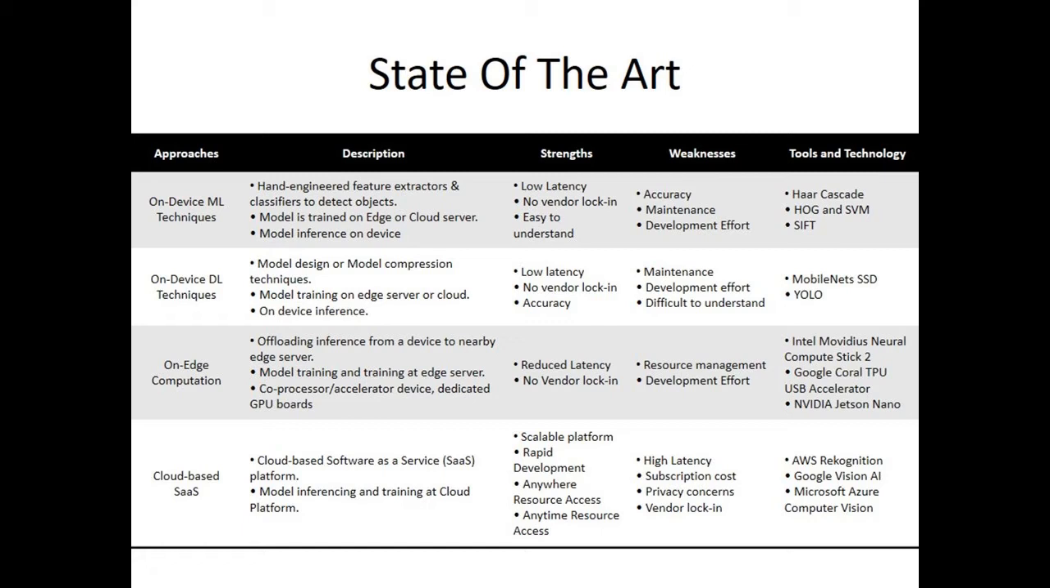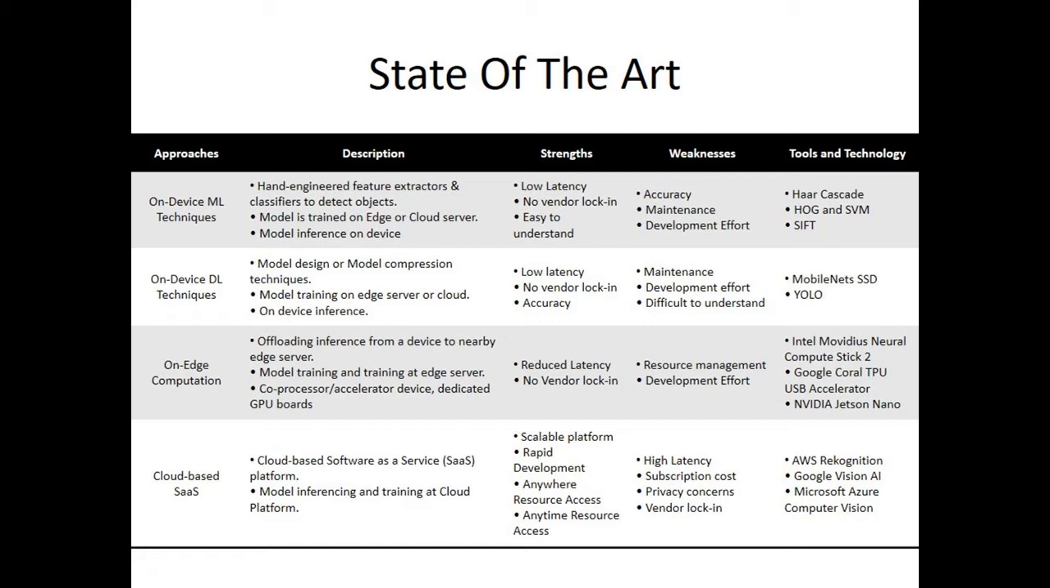First, on device machine learning techniques. Here, a machine learning model is trained and executed on the edge device. The efforts belonging to this category often focus on designing a simple model that can run on IoT devices. Some of the technologies for on device machine learning techniques are Haar Cascade, HOG plus SVM, and SIFT.